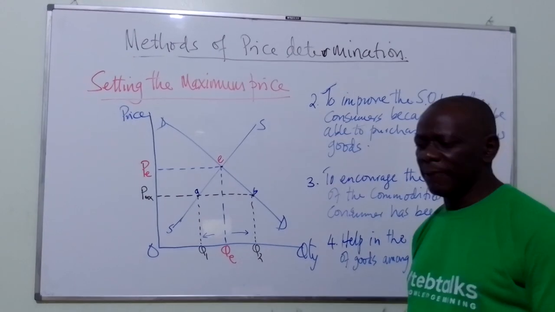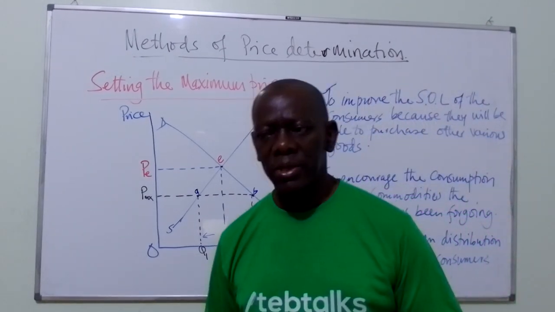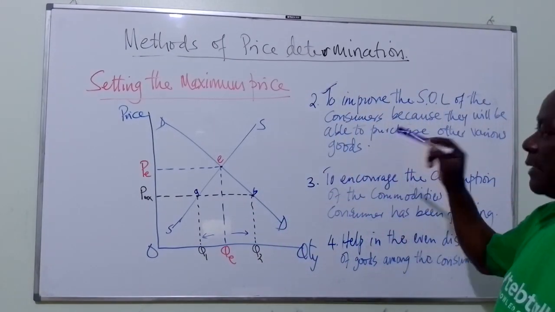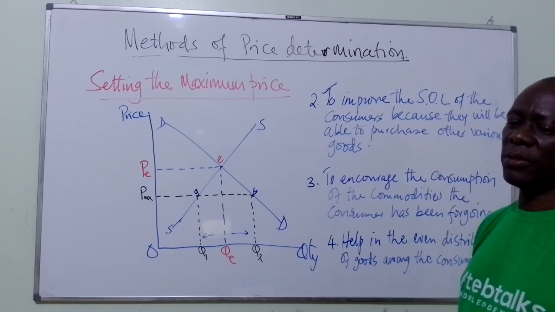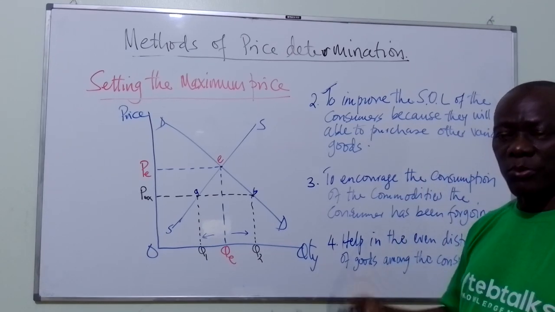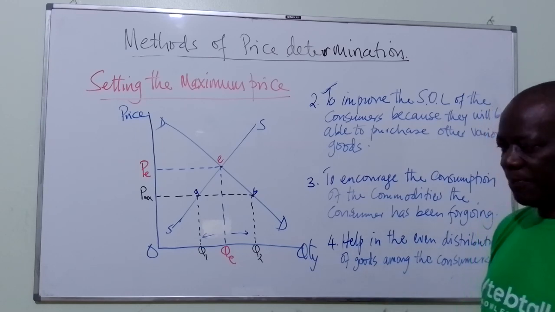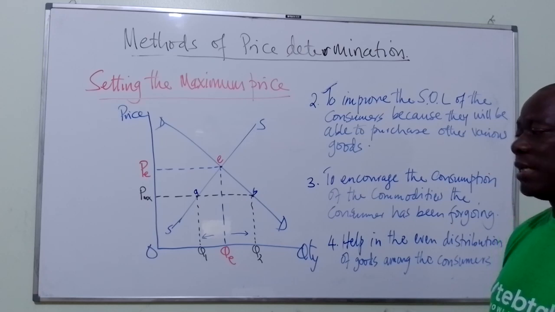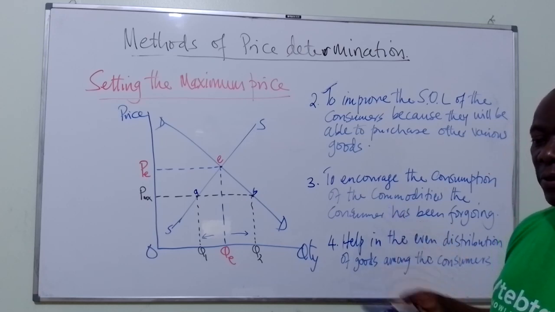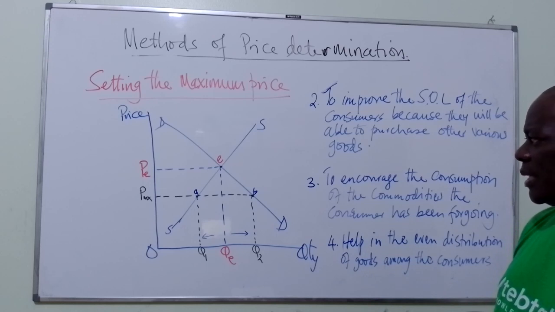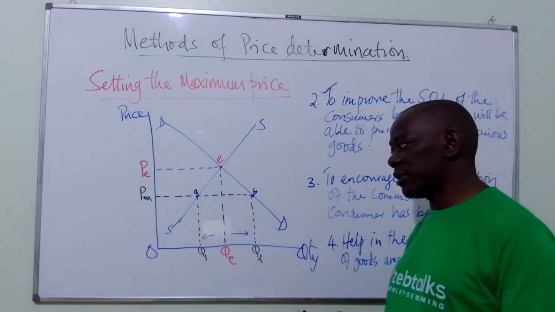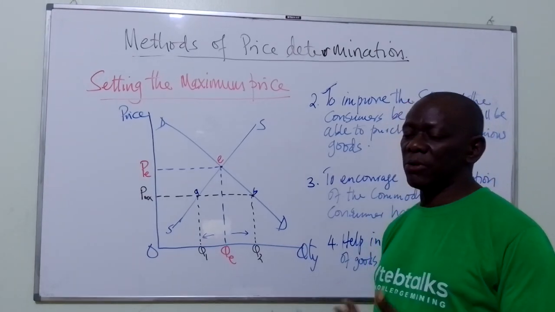So those are basically the four major reasons why government comes up to protect the consumer, to set maximum price. And the major one is the first one, which is to protect the consumers against exploitation. Because in a purely free market economy, the consumer can be exploited by private individuals selling at a higher price. But when government comes in, this works in a socialist economic system, but more so when it's a mixed economic system.